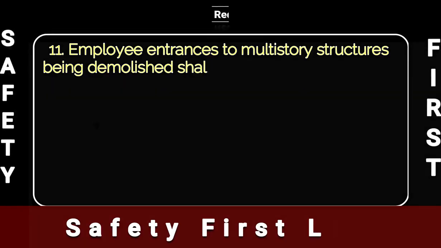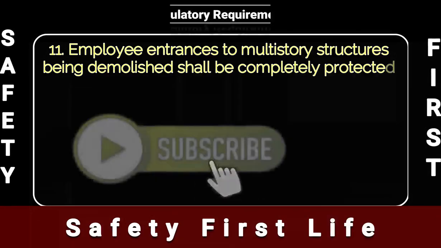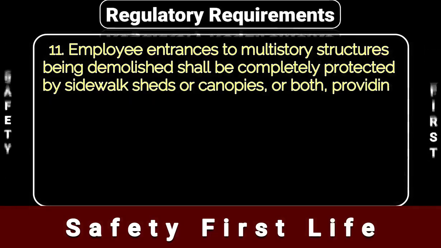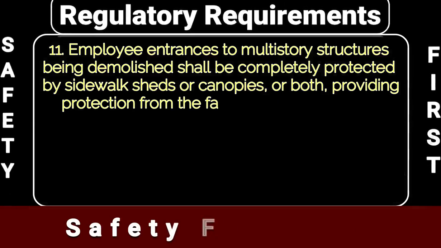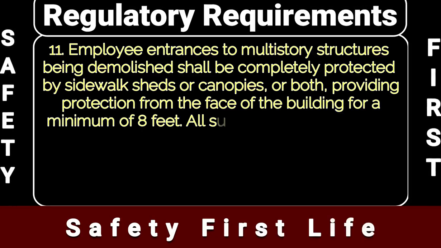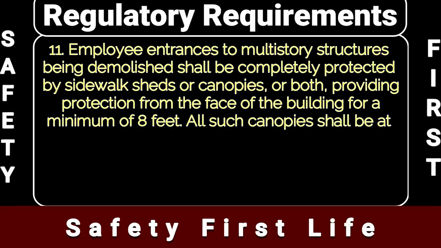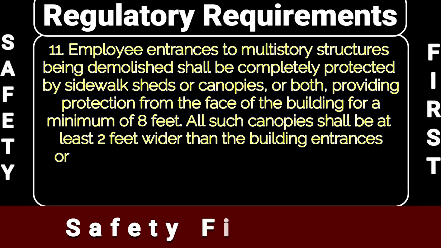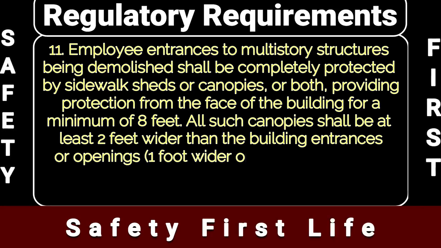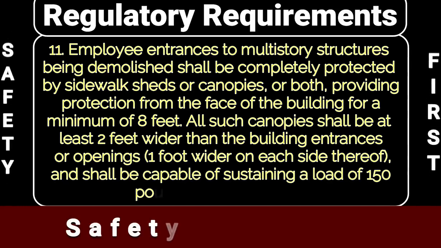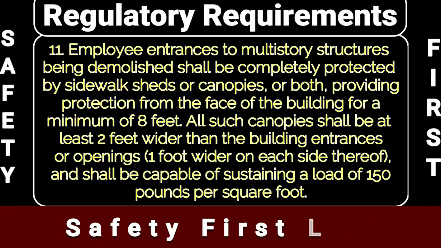And the last point, number 11, employee entrances to multi-story structures being demolished shall be completely protected by sidewalk sheds or canopies, or both, providing protection from the face of the building for a minimum of 8 feet. All such canopies shall be at least 2 feet wider than the building entrances, or openings 1 foot wider on each side thereof, and shall be capable of sustaining a load of 150 pounds per square foot.